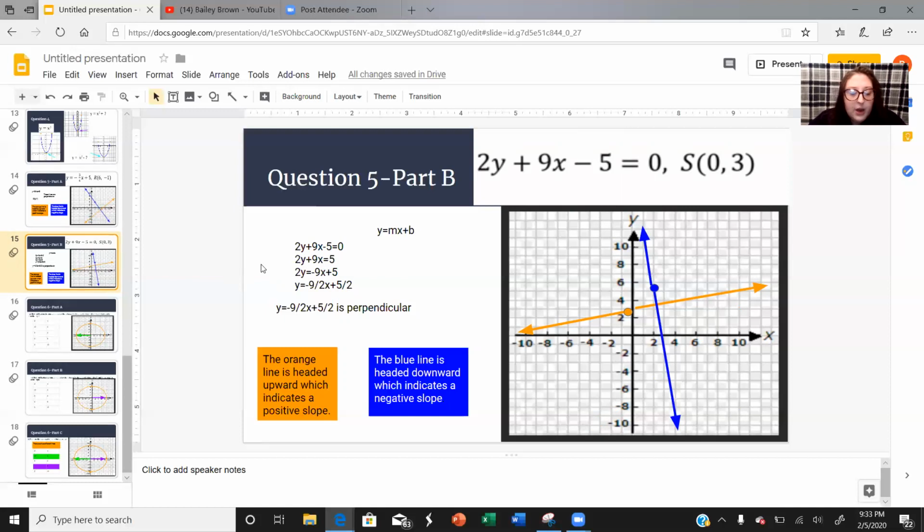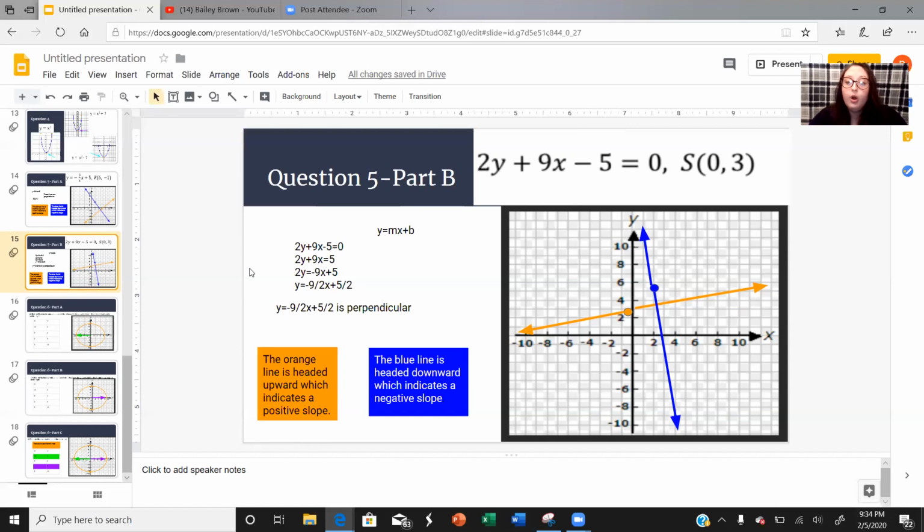Next, you see that y is not by itself quite yet. It's got a 2 with it. So what we need to do is divide everything on both sides by 2, because whatever you do on the left side, you have to do on the right side. So we divided that negative 9 by 2, and we divided the 5 by 2. So y equals mx plus b. The m is our slope, and the b is the point that we start with.